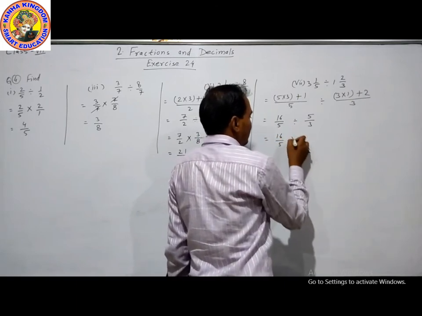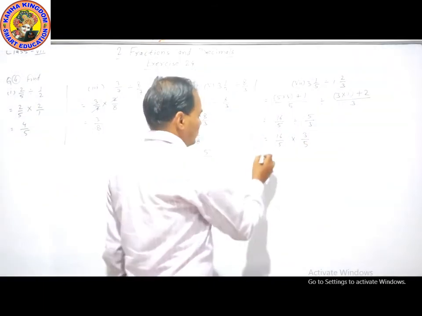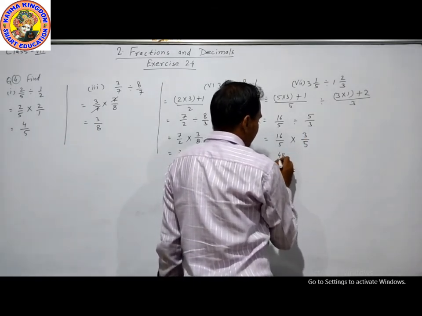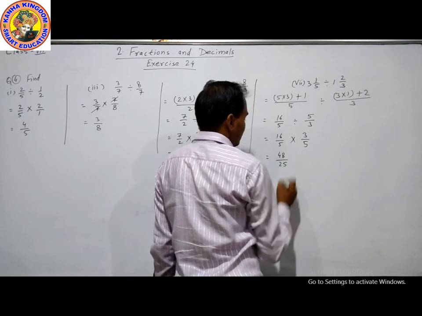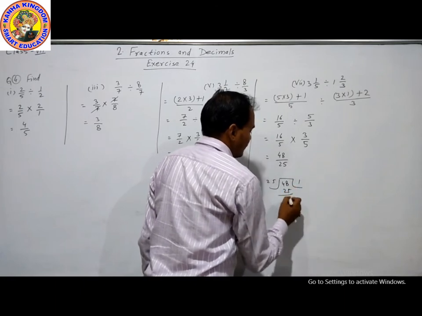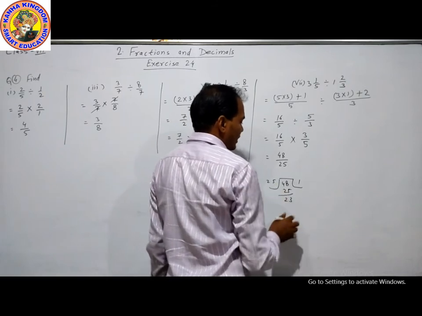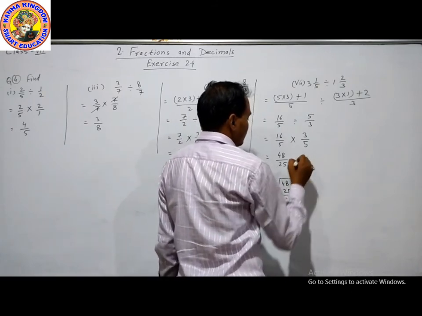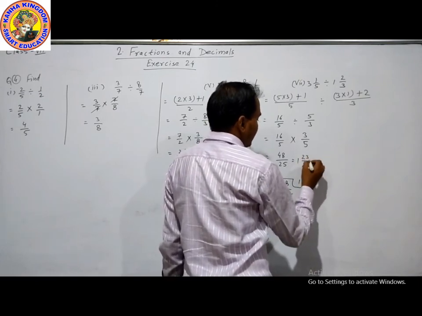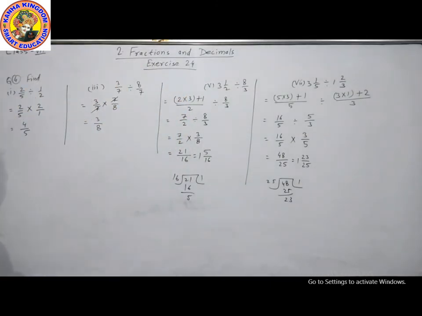16 by 5. Divide will be changed into multiply. The reciprocal of this is 3 by 5. 16 into 3, 48 upon 25. 25 will divide 48 one time, 3 and 2, 23. We cannot divide anymore. So one time complete division, 23 is remainder and divisor is 25. This is our answer. So let's take it again from the beginning of the question.